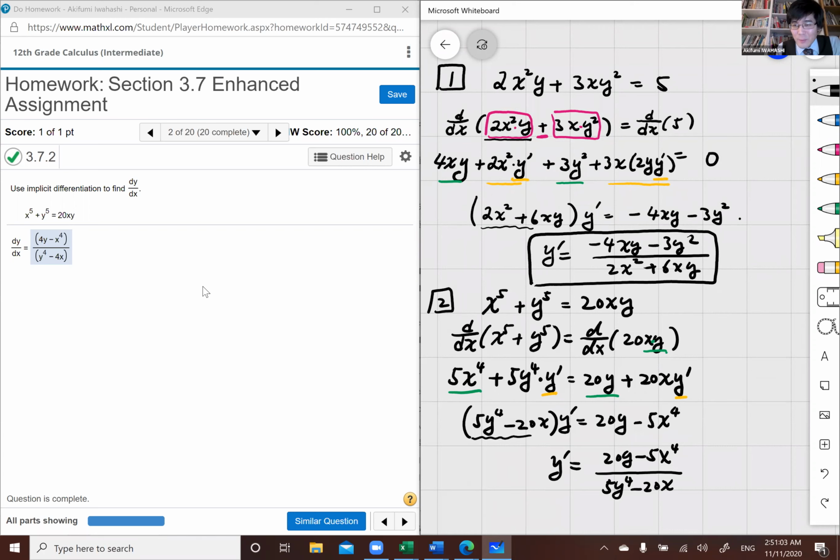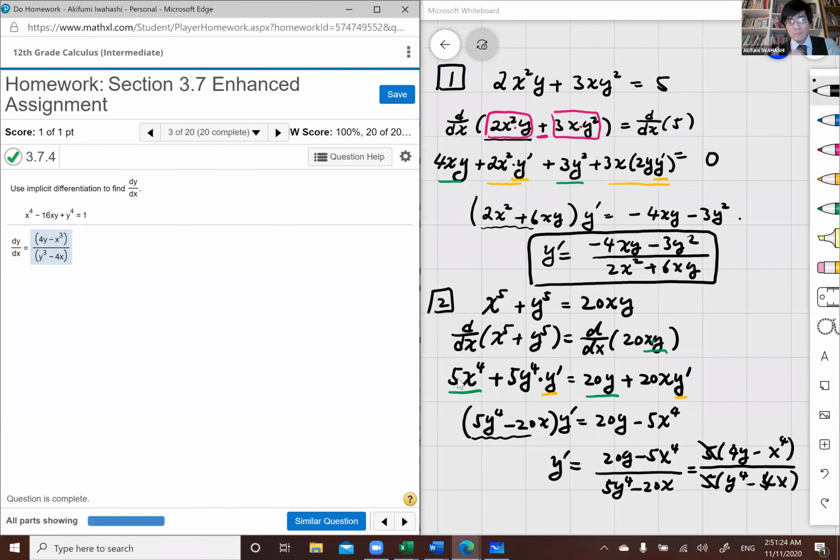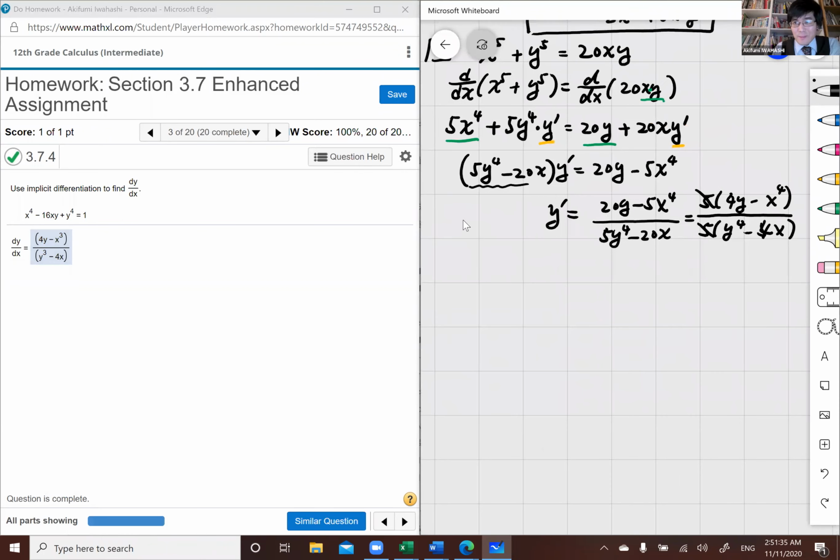All the terms are multiples of 5, so you can factor 5 out on the numerator, and you can factor out 5 on the denominator too. Oops, it's 4 here. And you can reduce the fraction. Okay. Now, the next one is basically the same question, same idea. Well, nothing new really.